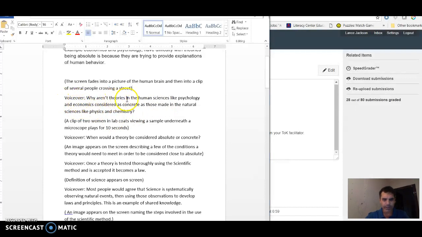Voiceover. Why aren't theories in the human sciences, like psychology and economics, considered as concrete as those made in the natural sciences, like physics and chemistry?